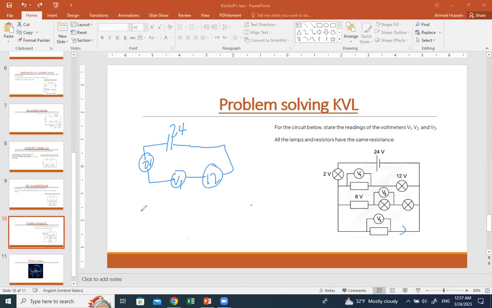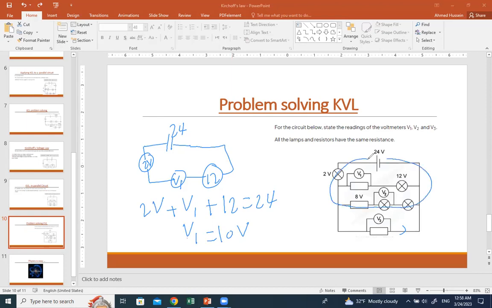We can say that the voltage drop is 2 volts plus V1 plus 12 volts, which equals 24, the total EMF. If we subtract 14 from both sides, we will have V1 equal to 10 volts. That's so easy. Let's apply the same concept for the second loop, which will have 24, 2, 8, V2.